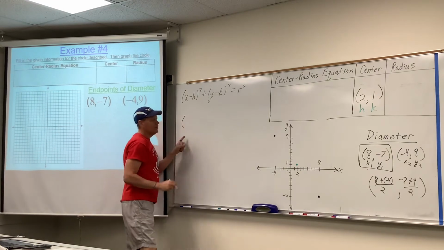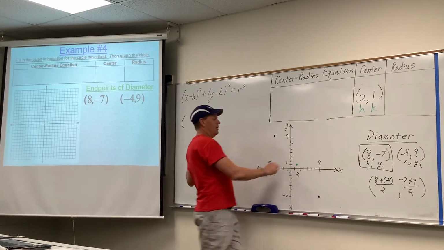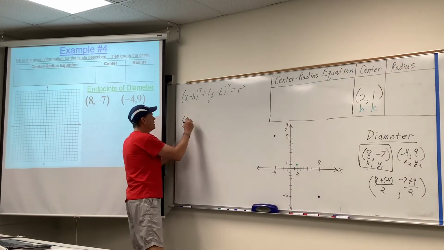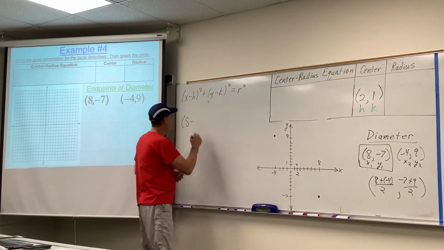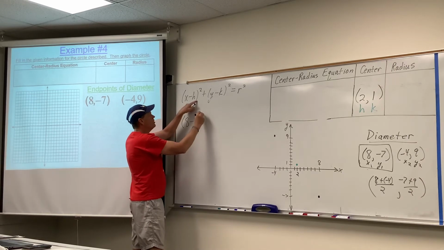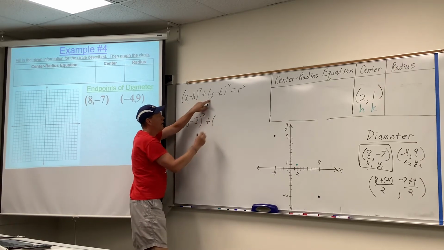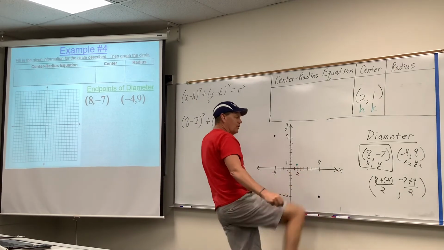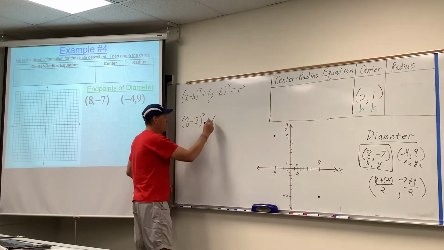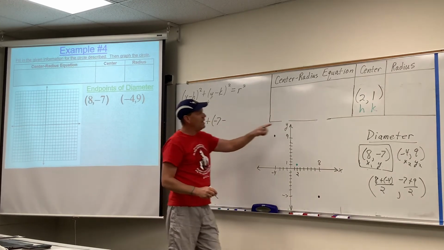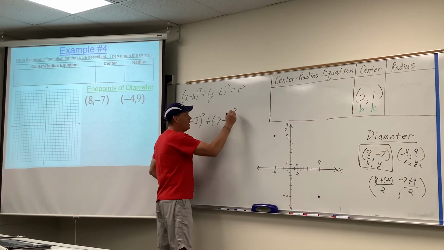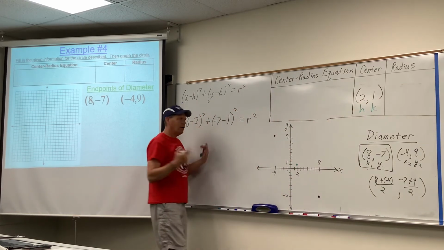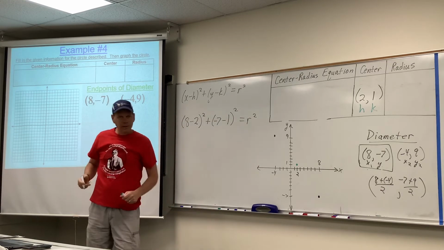So X would be 8 minus H, which is the X coordinate of our center, in this case 2, parentheses squared, plus Y. That'd be the Y coordinate of that point that's on the circle that I chose, -7, minus K, which is 1, squared, and this will equal R squared. We don't know R. That's what we're looking for, okay?